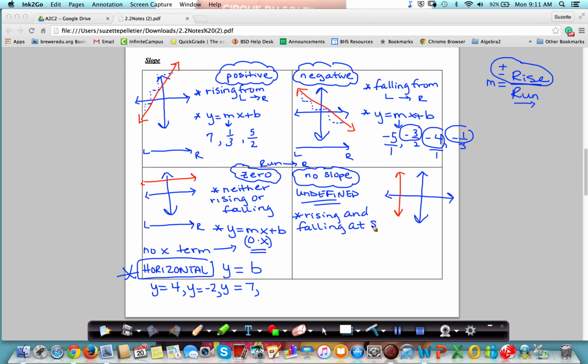Rising and falling at the same time. We can't describe that. There's no way to put a number on that. Well, how much is it rising or falling? I don't know. It's going forever and ever in both directions. I don't know how far it's going to rise or fall. And I don't know what the change in the y value is.